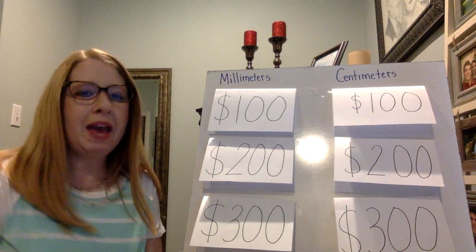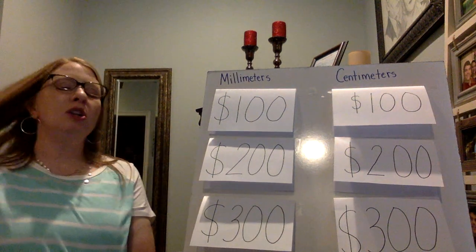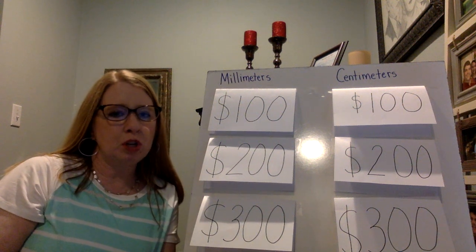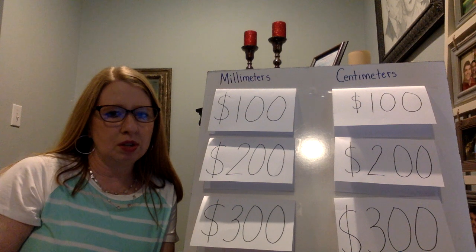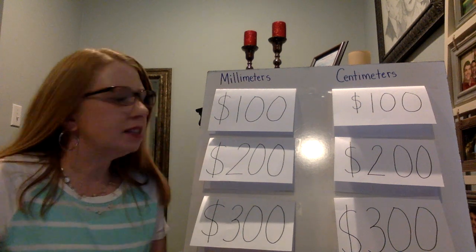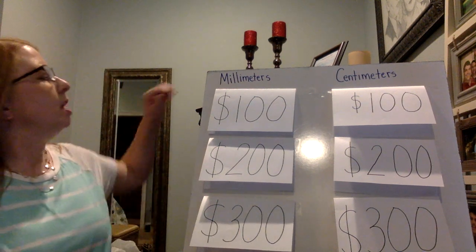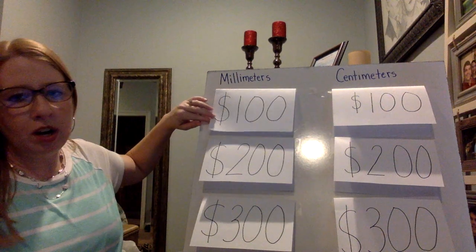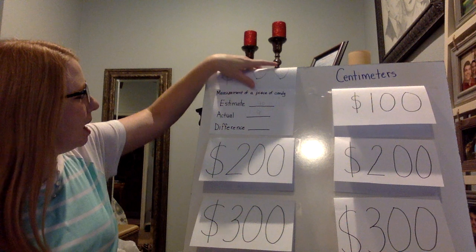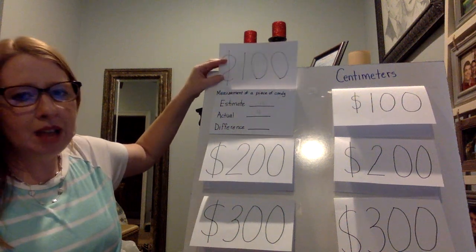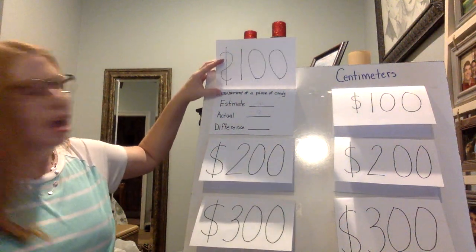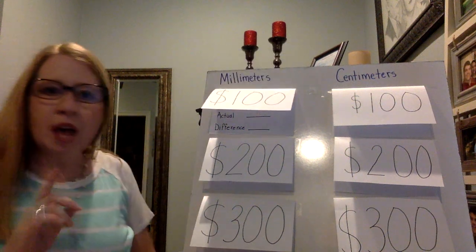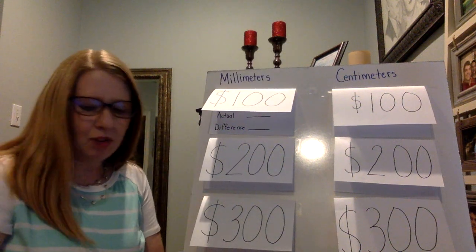So let's go ahead. I'm looking out there and I see Lily. Lily, what would you like to choose? I think Lily said that she wants to go with millimeters for $100. So let's see what her question is. It says measurement of a piece of candy: estimate, actual, and difference. Luckily, I have the piece of candy right here.